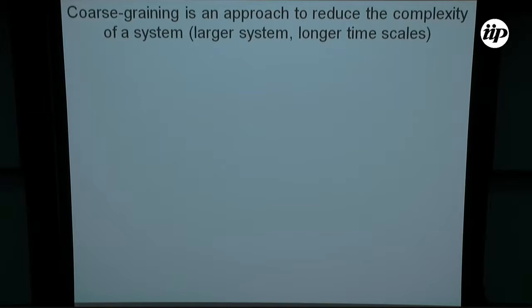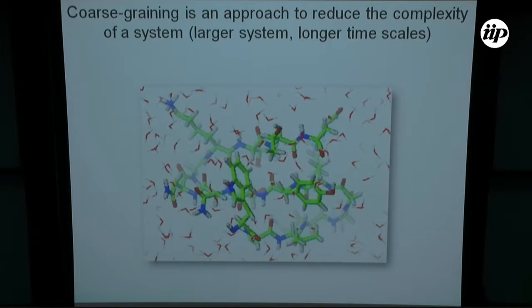But let me just give you a quick glimpse of how we come from the all-atom model. This is a peptide, and we leave out the unnecessary details. We come to something which is simpler, however not very much simpler, because as you can see, the interaction sites are no longer spherical.